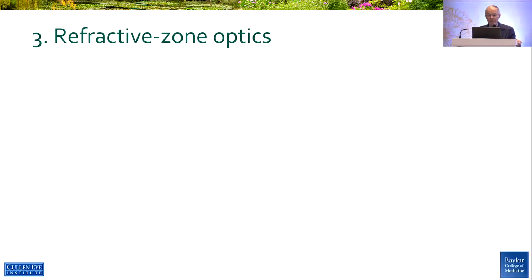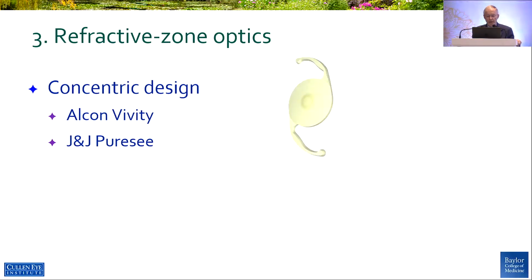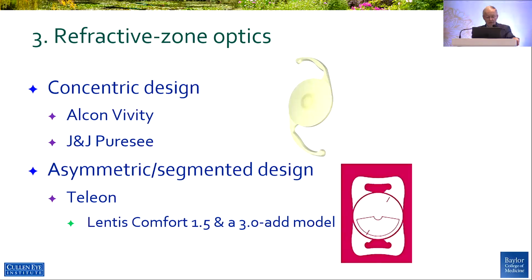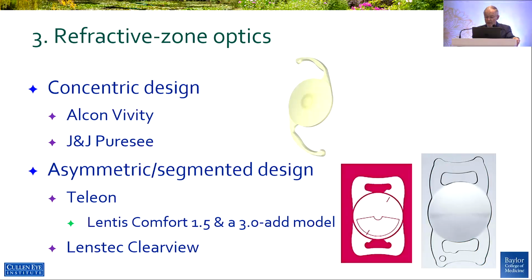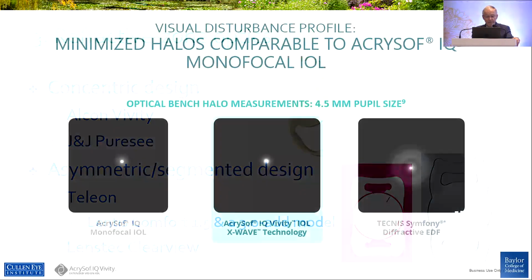What about refractive zone optics? Those that have a concentric design, and actually my slide is incorrect as I realize that, having talked to colleagues here in India. The Pure C does not have zones. It's a continuous change lens, so it really belongs in the prior category. But we do have the Alcon Vivity. There's a lens that's available internationally, the Lentis Comfort from Teleon, and we have the LensTech Clearview, which is a different zone with one half of it being distance and one being near.